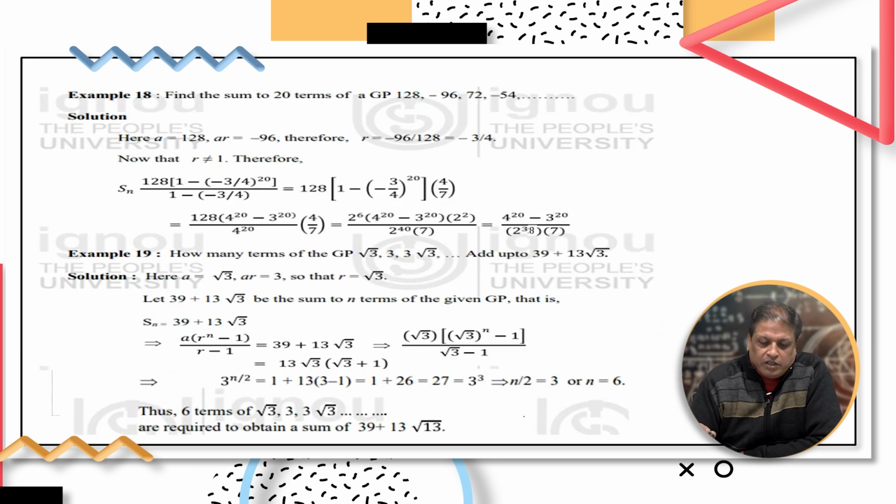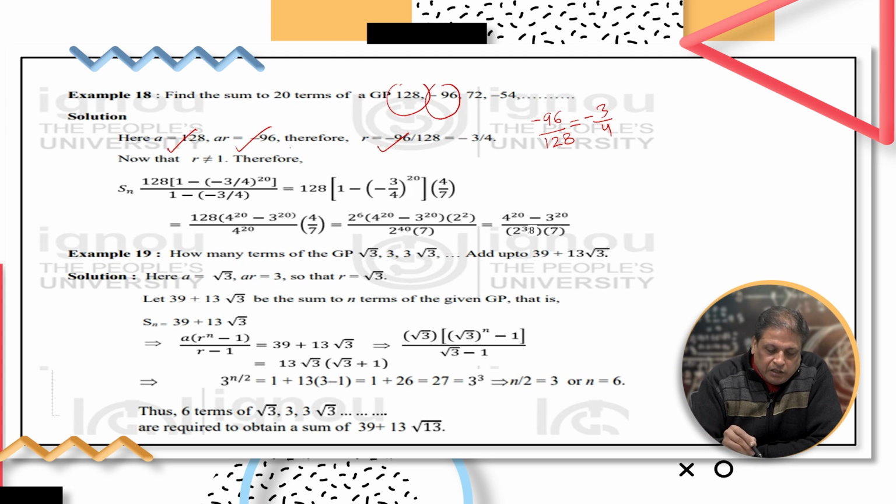Let's extend our discussion by solving some numerical problems. Firstly, we are supposed to find the sum to 20 terms of the GP 128, minus 96, 72, minus 54 and so on. The first term a is 128 and ar, the next term, is minus 96. Therefore, the common ratio will be equal to minus 96 upon 128, and that turns out to be minus 3 by 4.